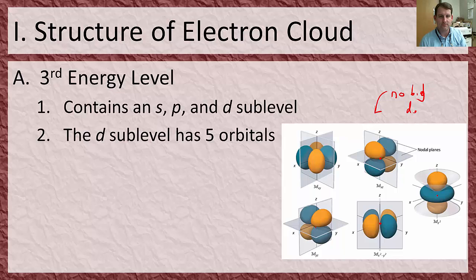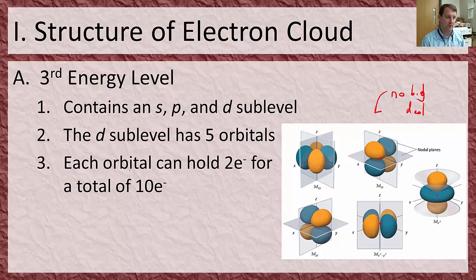But you do need to know that each orbital, like all the other sublevels, can hold 2 electrons, for a total of 10 electrons in the D. So in the third energy level, we have 2 electrons in the S, plus 6 electrons in the P, plus 10 electrons in the D, and that gives us a total of 18 electrons in the third energy level. And once it says 18, it's totally chock full.